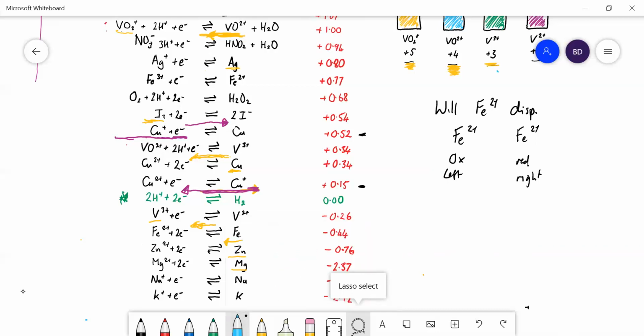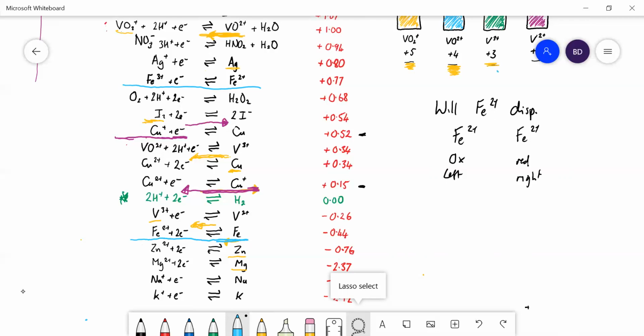Right, light blue. Which two am I looking at then? We need one with Fe2 plus on the right hand side. There it is, up there. Okay, and we need one with Fe2 plus on the left hand side. There it is, down there. So potentially, Fe2 plus could react with it. Let's see if they go in the right way though.